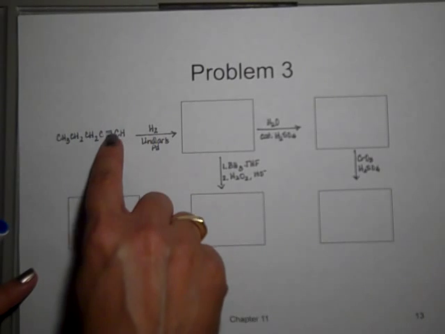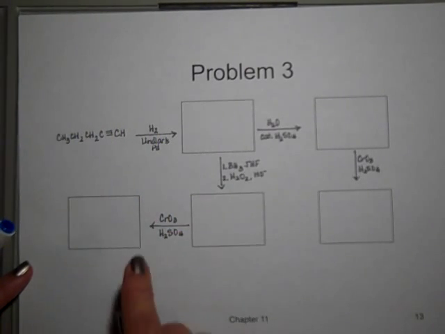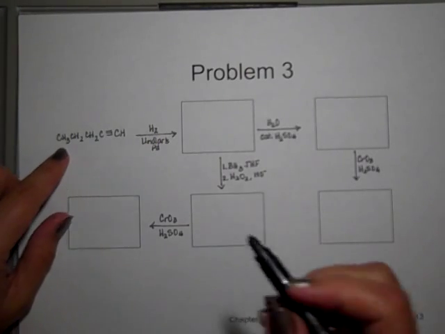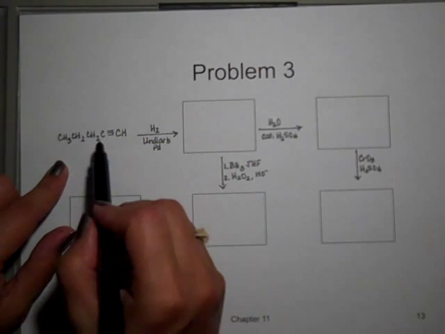Let's do it longer. All right, this reaction you just learned in chapter 9. So I have a terminal alkyne, and I'm going to add hydrogen in the presence of Lindlar's palladium. Do you remember that reaction? What type of alcohol did it give you? First of all, I'm sorry, it didn't give you an alcohol. It reduced the triple bond to the double bond.